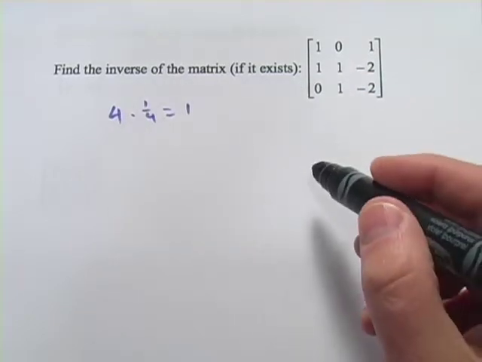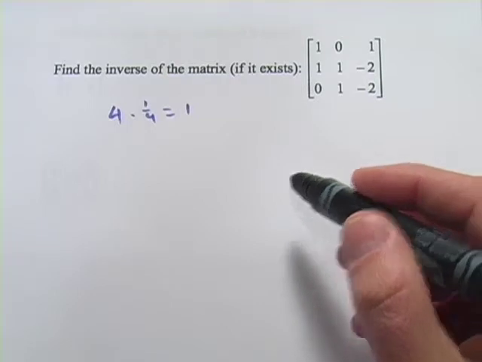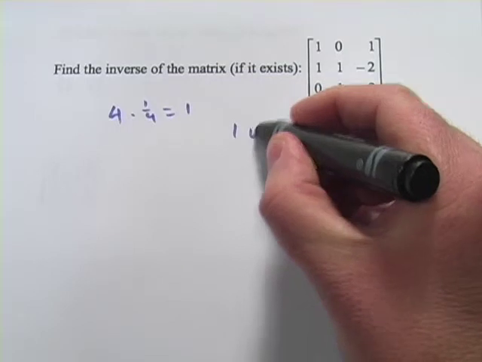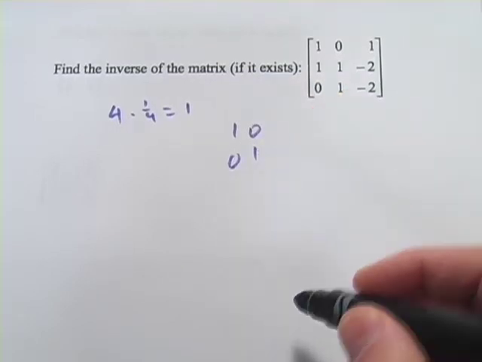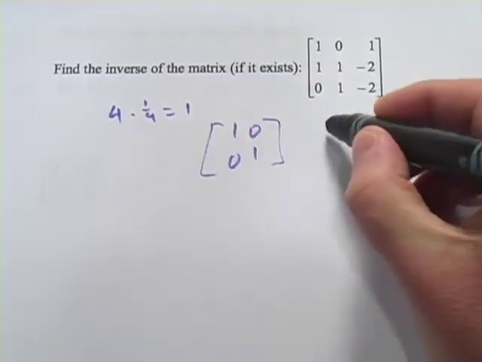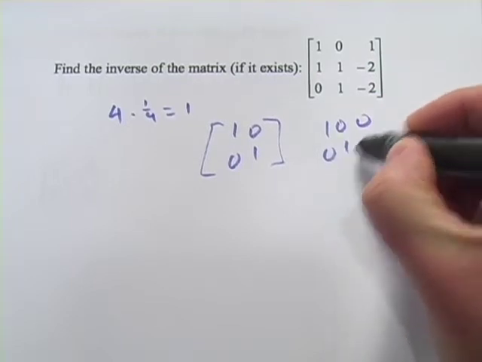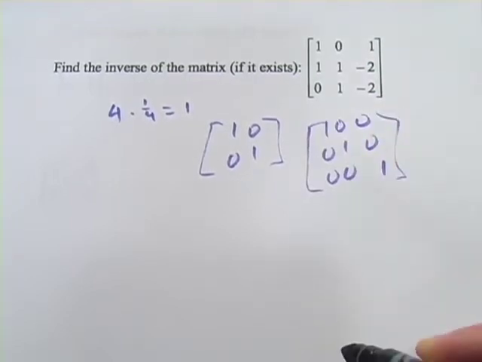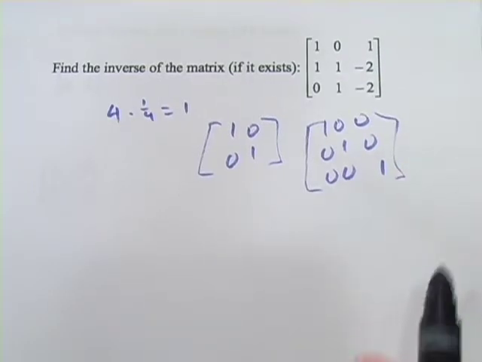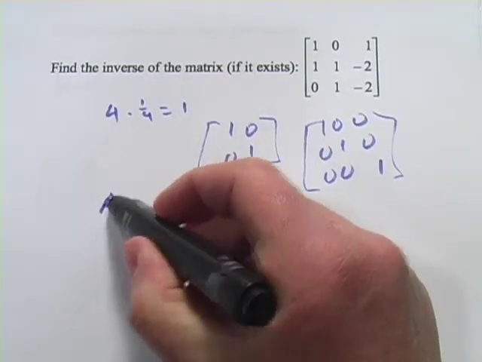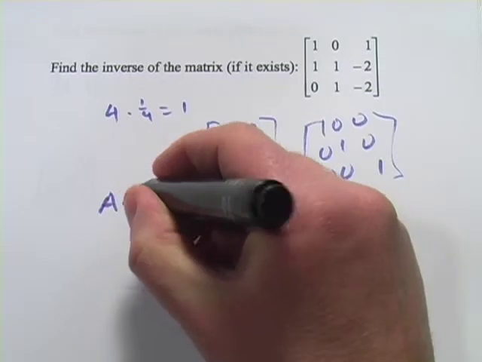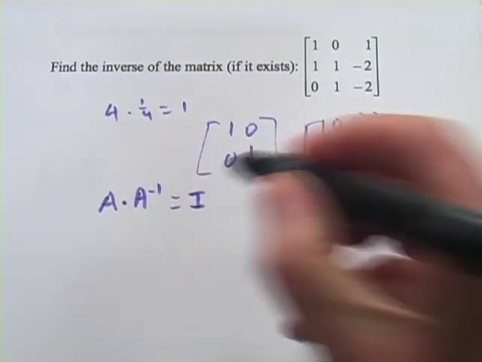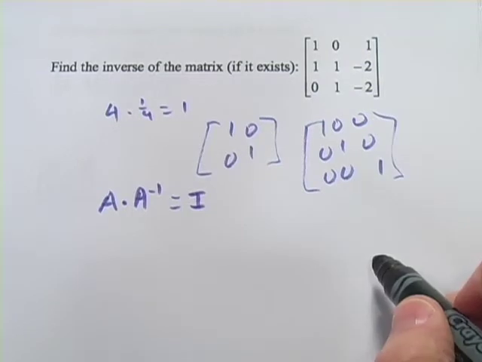With a matrix, it's a little more tricky. We have something called the identity matrix. For a 2 by 2, the identity matrix looks like this. For a 3 by 3, it looks like this. So the ones make a diagonal down the center there. And the definition of an inverse of a matrix is that if you multiply a matrix by its inverse, you get the identity matrix. You get this guy.